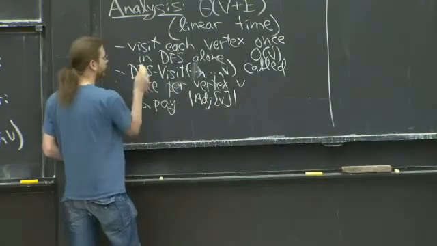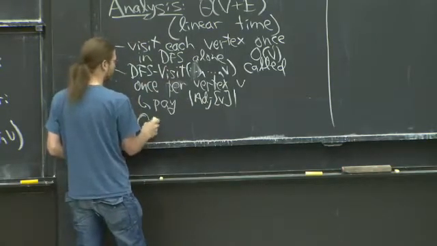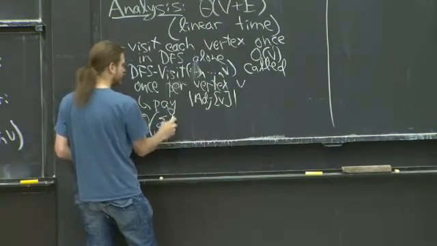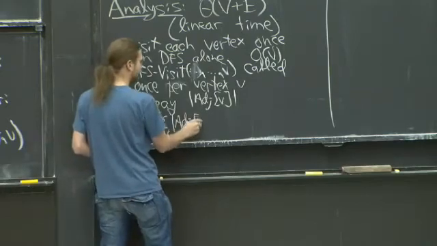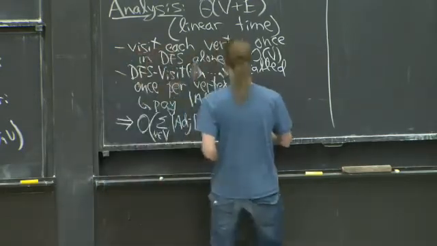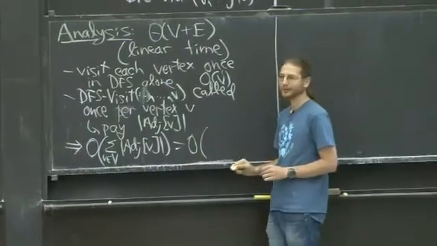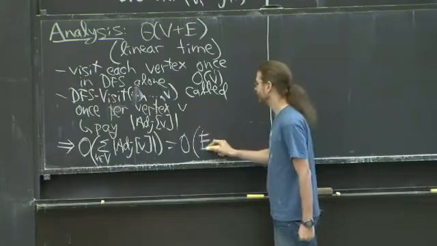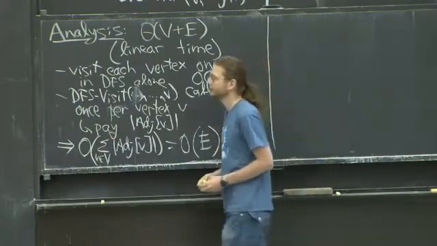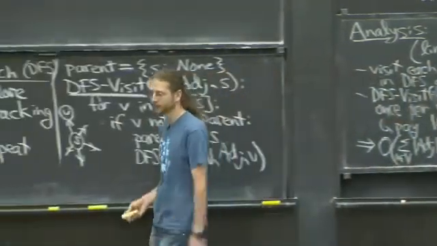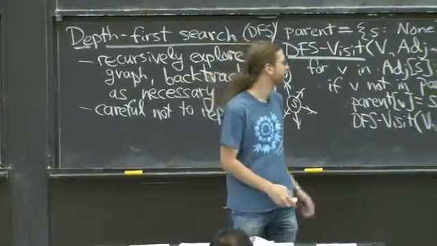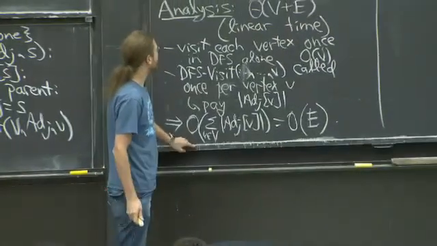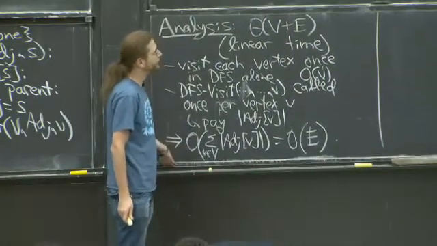So the total, in addition to this V, is going to be order sum over all vertices v in capital V of length of the adjacency list for v, which is E. This is the handshaking lemma from last time. It's twice E for undirected graphs. It's E for directed graphs. I've drawn directed graphs here. It's a little more interesting. OK, so it's linear time, just like BFS.